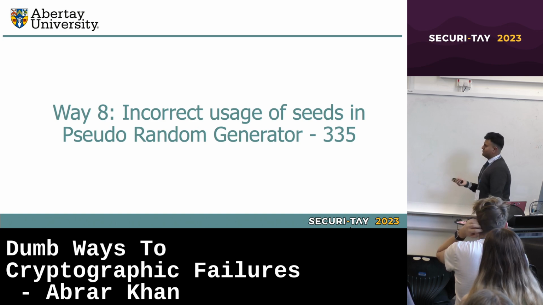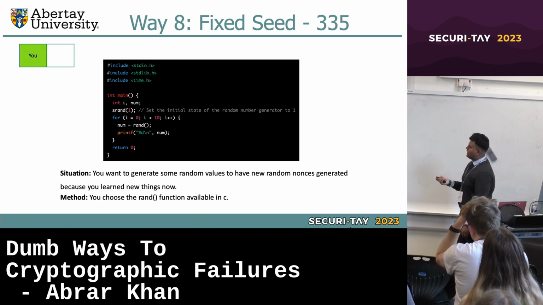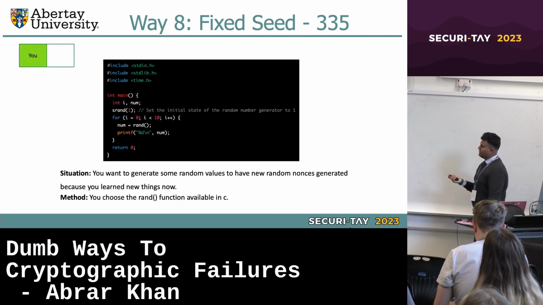Incorrect usage of seeds in pseudo-random number generator. So you can see this is a piece of code, and I have used this function called rand. What this does is that it produces random numbers according to an initial generator, which is here, srand1. So when this is fixed, it will always generate the same random values.